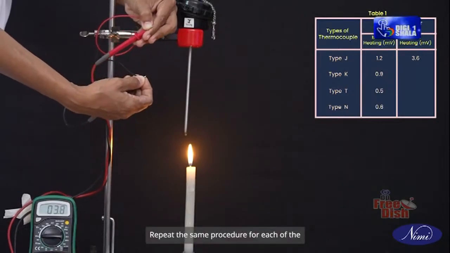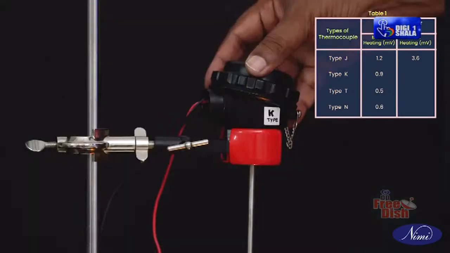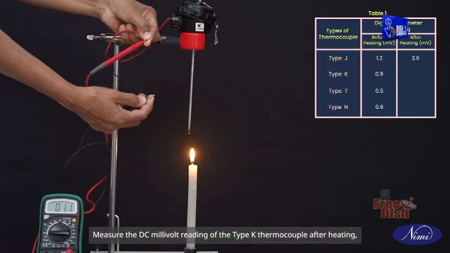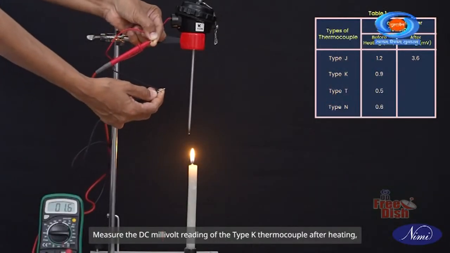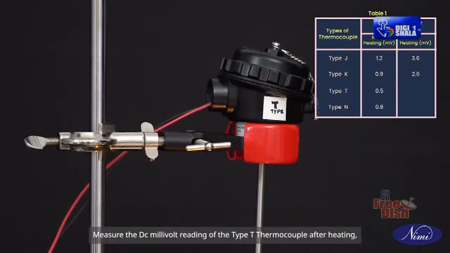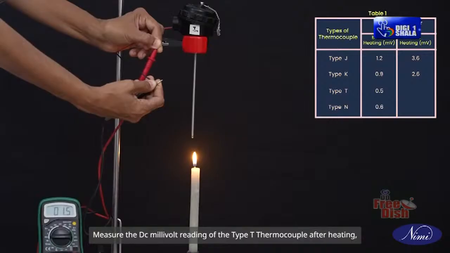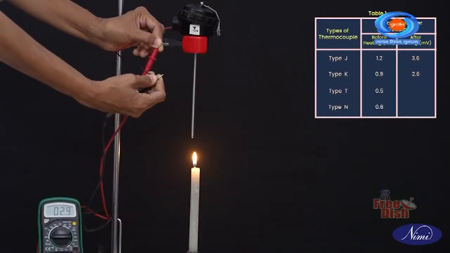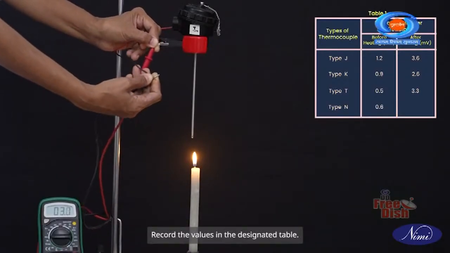Repeat the same procedure for each of the different sensors. Measure the DC millivolt reading of the type K thermocouple after heating. Record the values in the designated table. Measure the DC millivolt reading of the type T thermocouple after heating. Record the values in the designated table.